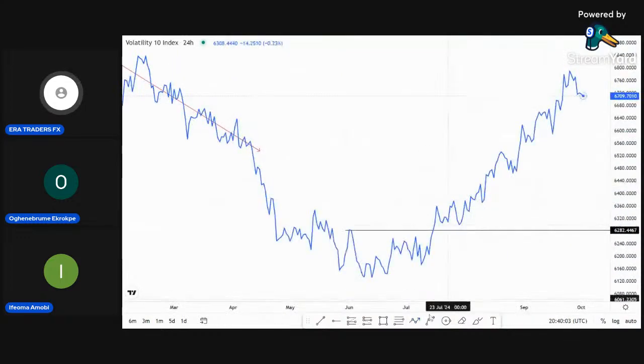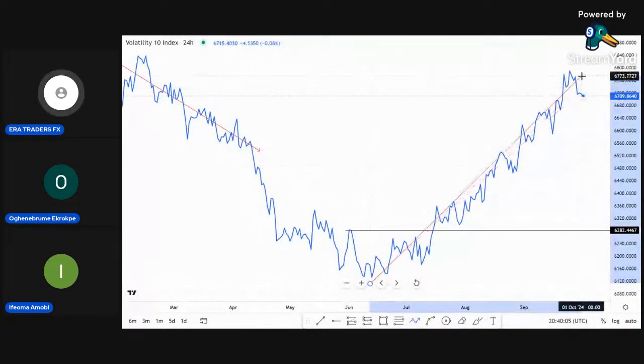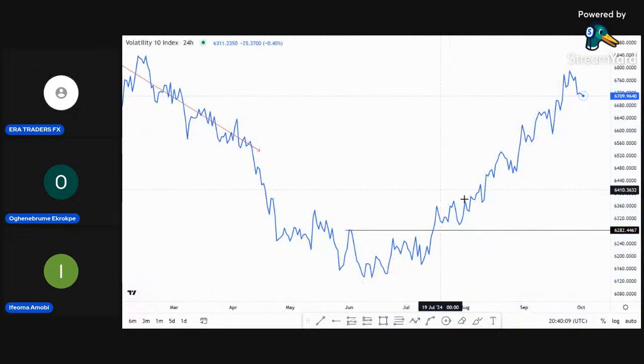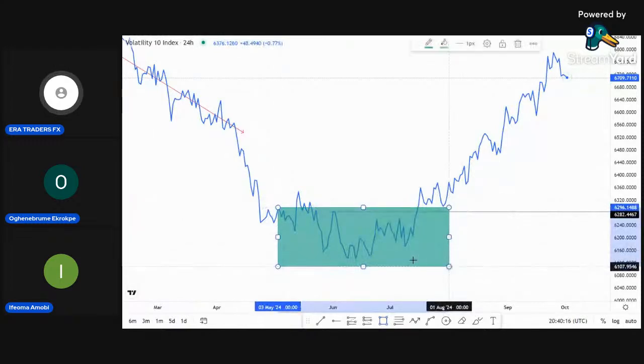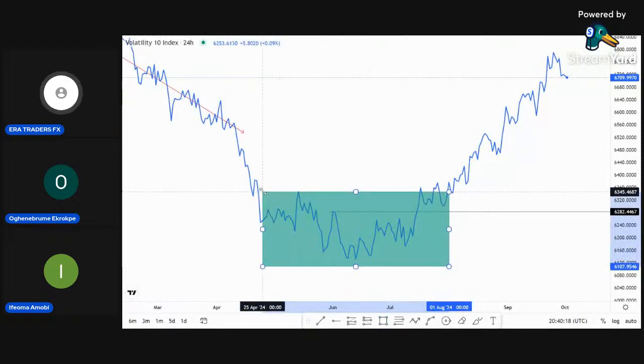When it's coming down, the market is on a downtrend. When the market is going up, the market is on what? An uptrend. I hope that clears. Then when the market is neither going up nor coming down, so moving in a particular region. These are the three kinds of trends.